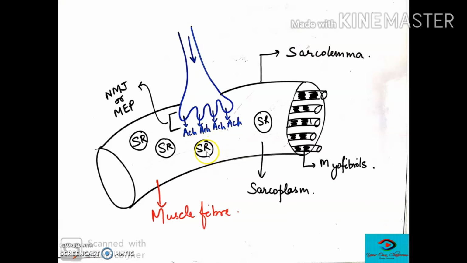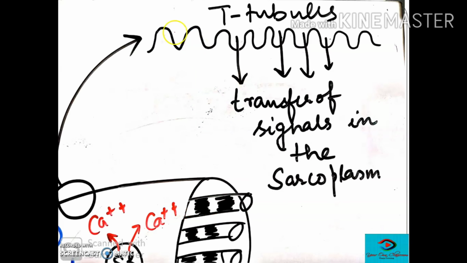Sarcoplasmic reticulum is the storehouse of calcium. So on stimulation with acetylcholine, this sarcoplasmic reticulum, which is present in the sarcoplasm or the cytoplasm of this muscle, releases calcium ions. And if you are thinking that this sarcolemma is a smooth layer, then you are wrong. It is in the form of finger-like projections called T-tubules or transverse tubules, whose main function is to transfer the signals inside the sarcoplasm.